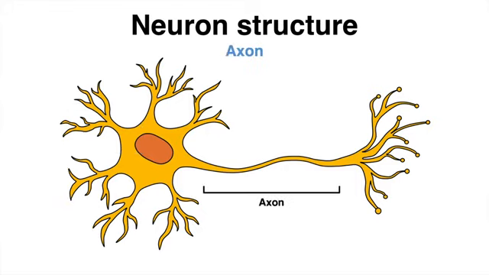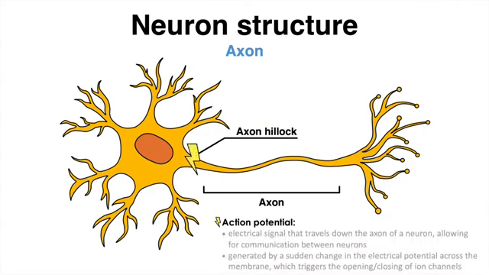The axon is a long, thin projection that carries electrical signals away from the cell body to other neurons, muscle cells or glands. The first part of the axon is named axon hillock. This is also the starting point for any action potential. An action potential is a brief electrical signal that travels down the axon of a neuron, allowing for communication within the body. It is generated by a sudden change in the electrical potential across the neuronal membrane, which triggers the opening and closing of ion channels in the membrane.